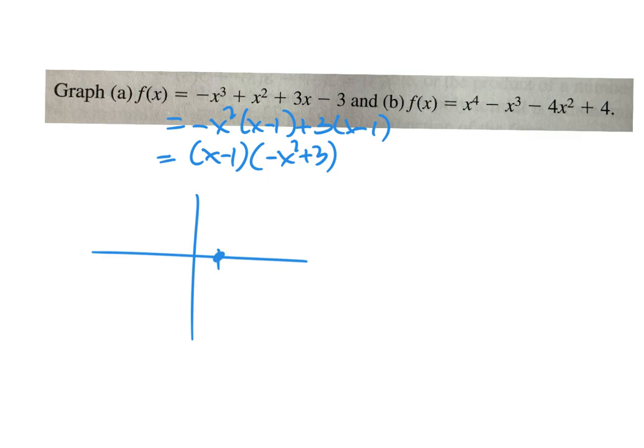Here's what I know right now. 1 is a zero, where the x-intercept is 1. The other two are going to come out of there. What makes that 0? Negative x squared plus 3 is 0. I'm going to move the x squared over here. So it means x is going to be plus or minus the square root of 3. Now, punch in my calculator. The square root of 3 is like 1.7, which means negative square root of 3 is like negative 1.7.